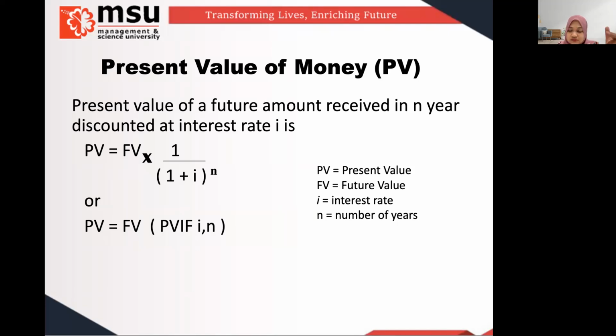Let us go back to the formula first. This formula can be simplified to future value divided by (1 plus i) to the power of n. It will be the same thing. Or if you want to use the table, you just identify how much the future value is, and then find the amount in the PVIF table. Get the i and also the period of time.